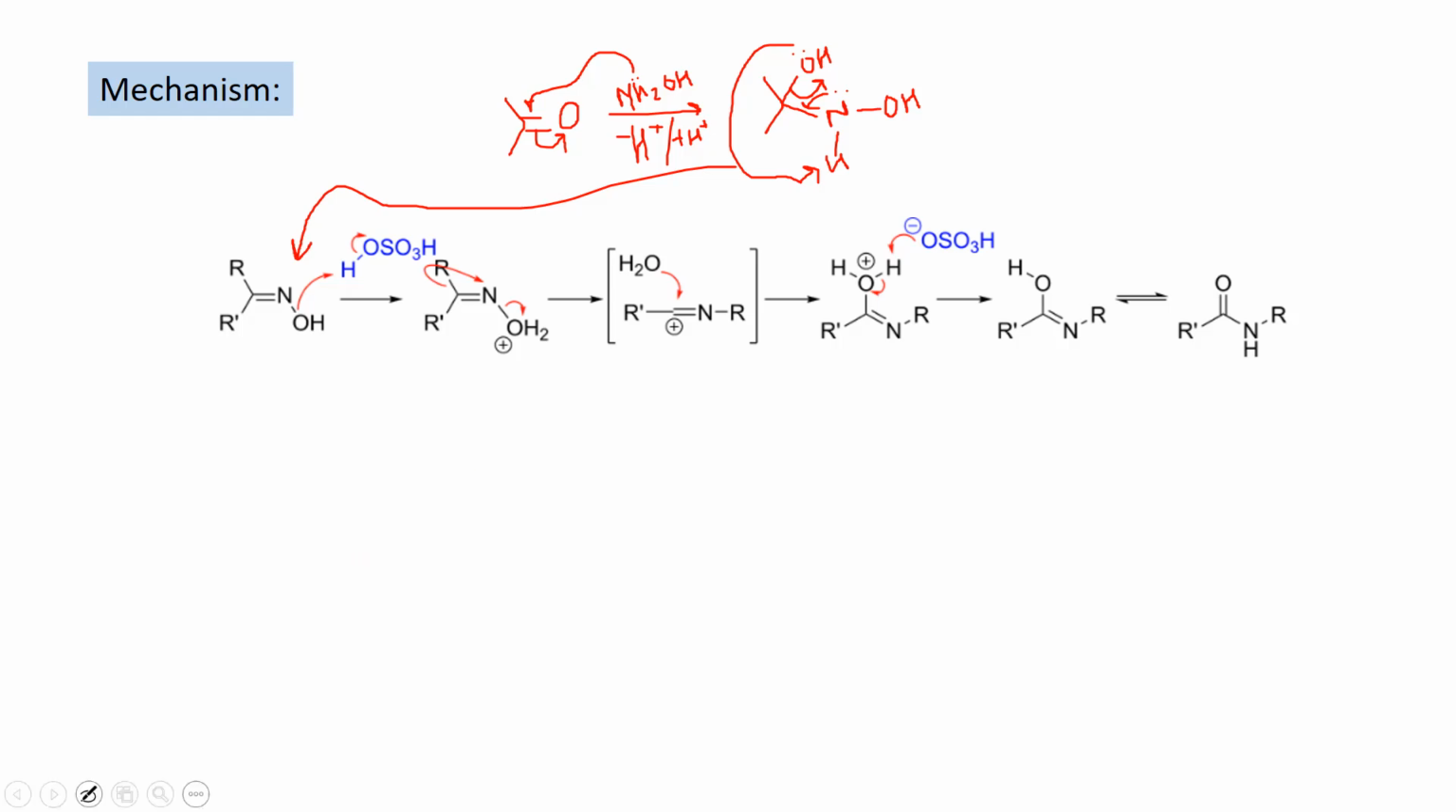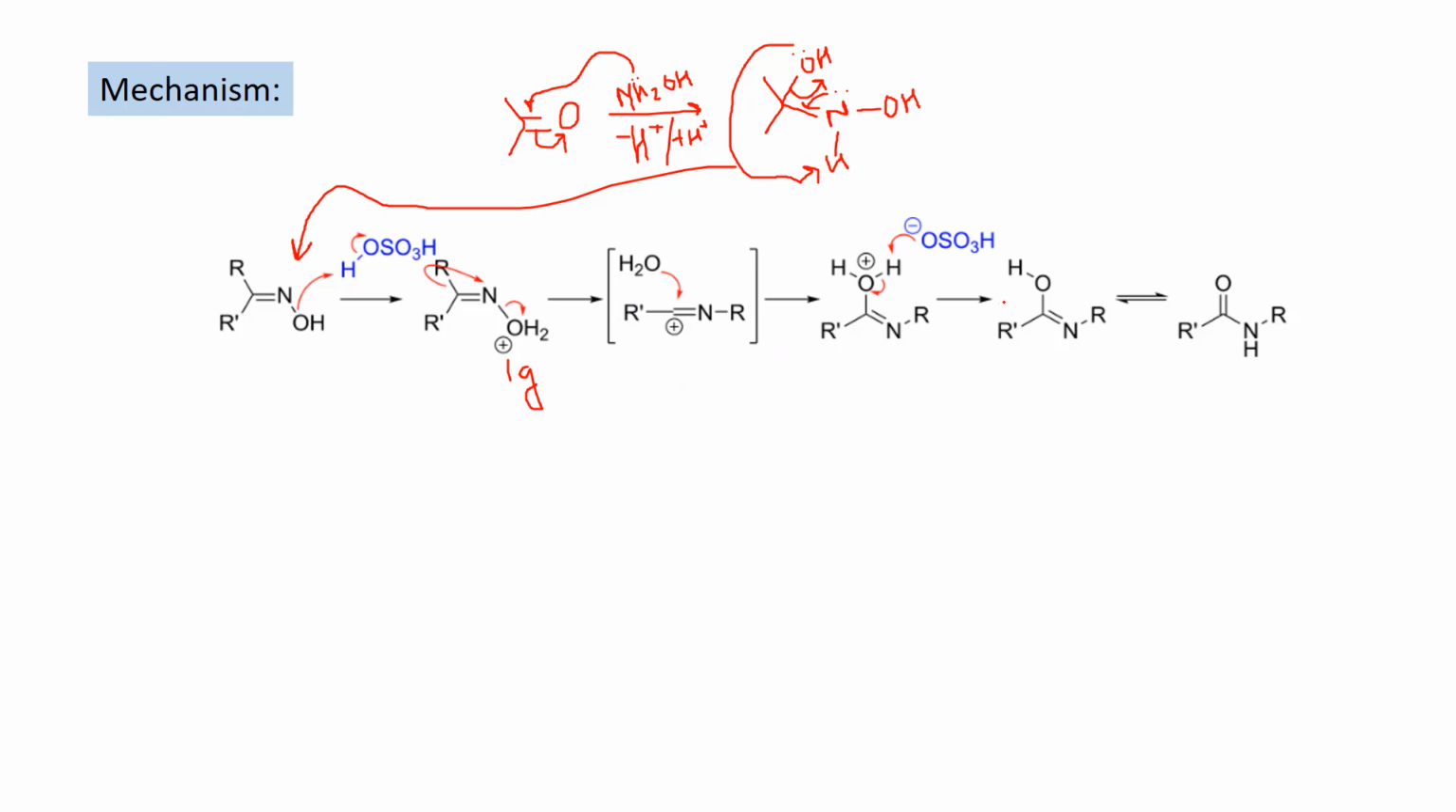Now if we add acid or any electrophilic source, this OH gets protonated and becomes a good leaving group. Then one of the groups which is anti to this one migrates. In Baeyer-Villiger oxidation also we learned that the group anti to the oxygen bond will migrate. In this case also, the group anti to this N-O bond will migrate to the nitrogen and OH2 will be eliminated.